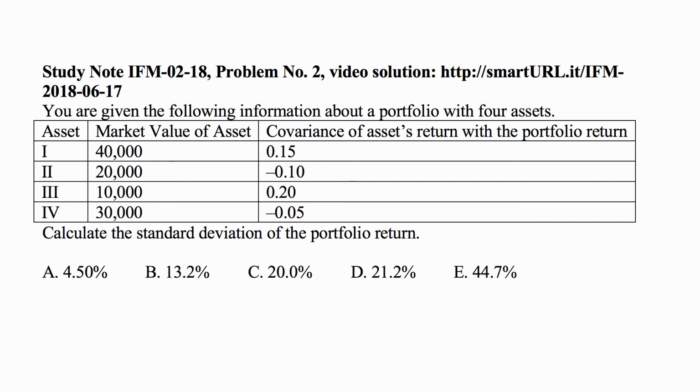Here's a problem for today, for exam IFM. You are given the following information about a portfolio with 4 assets. There are assets 1, 2, 3, 4. Market value of asset 1 is 40,000, asset 2 20,000, asset 3 10,000, asset 4 30,000. And covariance of assets return with the portfolio return is 0.15 for asset 1, negative 0.10 for asset 2, 0.20 for asset 3, and negative 0.05 for asset 4. Calculate the standard deviation of the portfolio return.